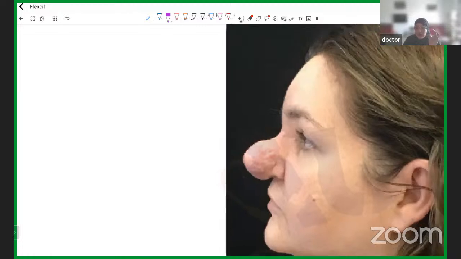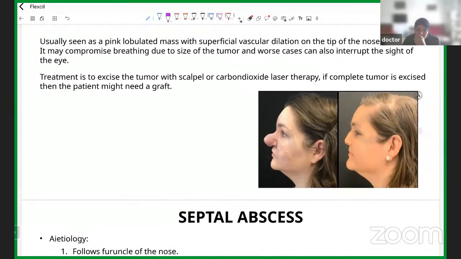Now, treatment is paring down the bulk of the tumor either with a scalpel or using a carbon dioxide laser. So you just use the laser to shrink those hypertrophied sebaceous glands, and they will undergo reepithelialization. Sometimes it is so severe that you will have to completely excise the tumor. And then after removing the tumor, the patient is left with no nose. So what you do is you use a skin graft, a nose graft. Now we have a lot of artificial noses to put on the tip of the nose.